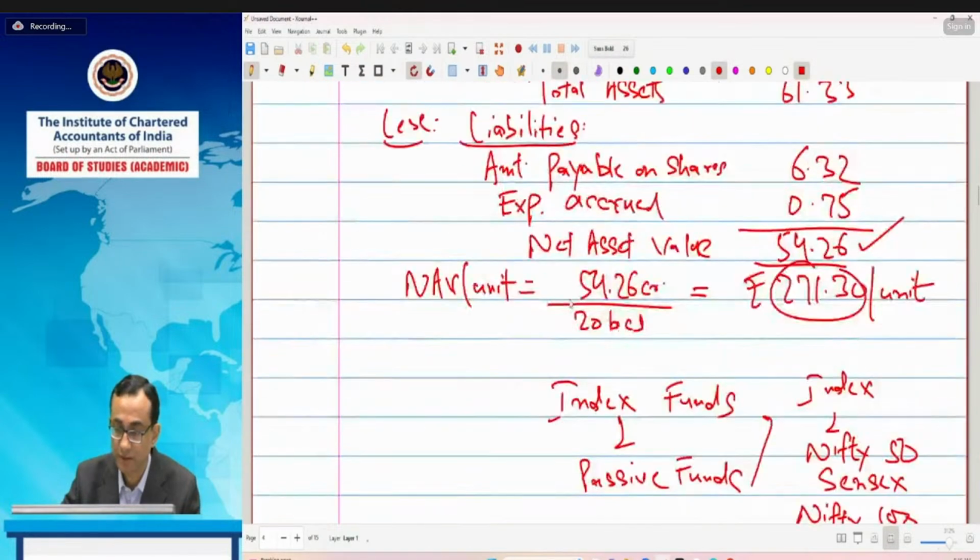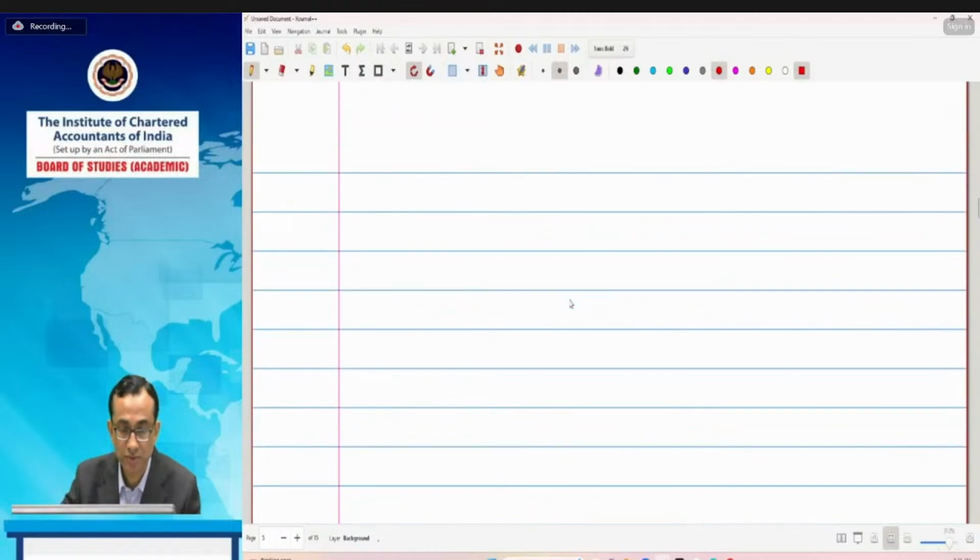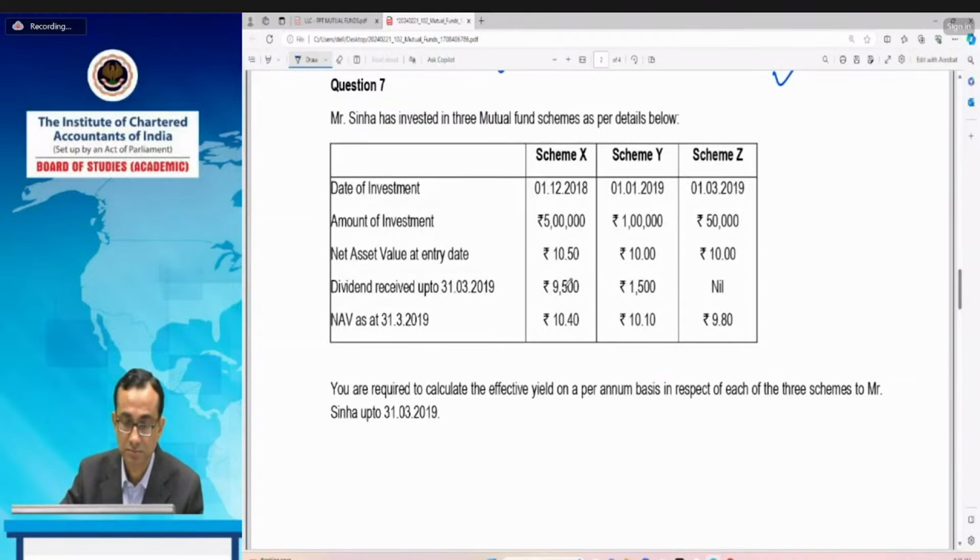Okay. So now we go on to the next question. Now come to question number 7. Let us read question number 7, try to understand, and then we will solve it. In this case, there are three schemes: scheme X, scheme Y, scheme Z. Date of investment is given, amount of investment is also given, opening NAV is given, dividend received, and closing NAV is also given in this case. And you have to calculate the effective yield on a per annum basis.